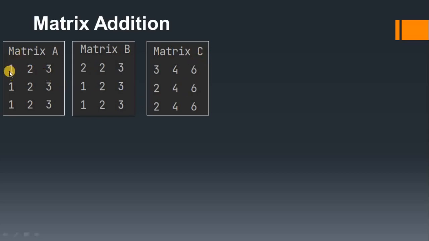So here this is row 1, row 2, row 3. This is column 1, column 2, column 3. Same for B and C. So 1 plus 2 is 3, 2 plus 2 is 4, 3 plus 3 is 6. So in this way it performs the addition.